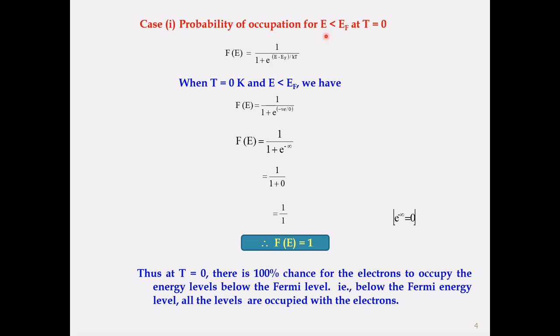If the energy level is below the Fermi energy level at 0 Kelvin, then by substituting here, E is less, so the exponent is a negative value, e to the power minus infinity is 0, so we have f(E) equal to 1. There is a 100% chance for the electrons to occupy the energy levels below the Fermi level. As we know, the Fermi level is the uppermost completely filled energy level by the electrons. So below this Fermi energy level, all the energy levels are filled. That is why the probability is equal to 1.